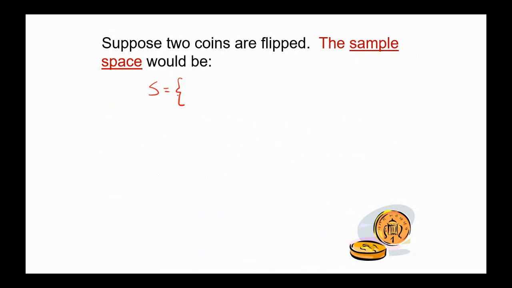Heads, heads. Let's write it down. Okay, so I get heads, heads. What could be another outcome? Heads, tails. Okay. Tails, tails. And we've got one more. Okay. Tails, heads. That's right. That's our sample space.